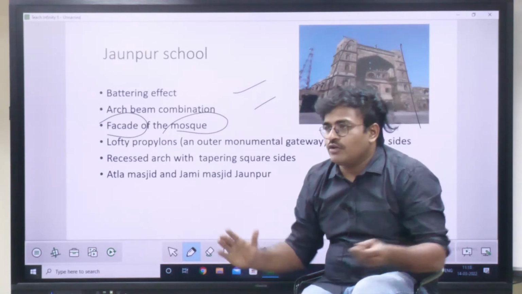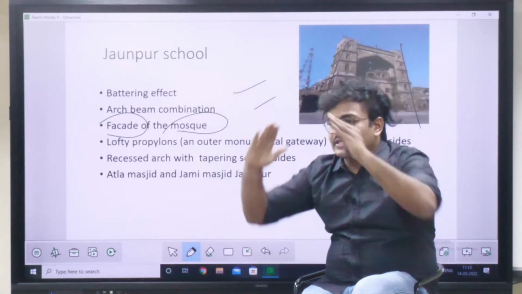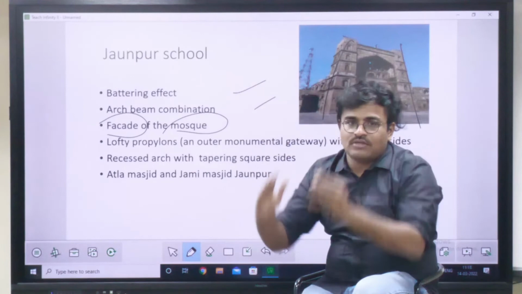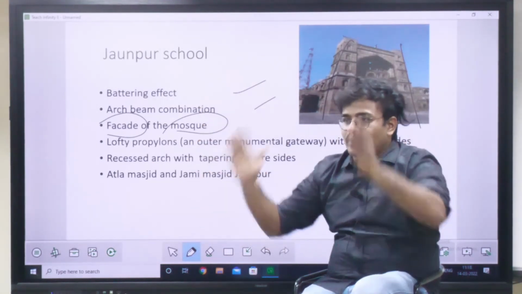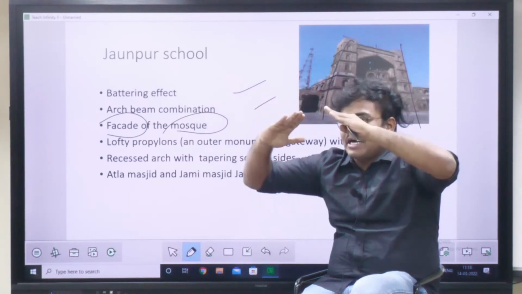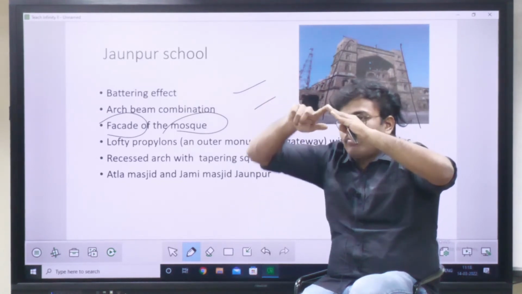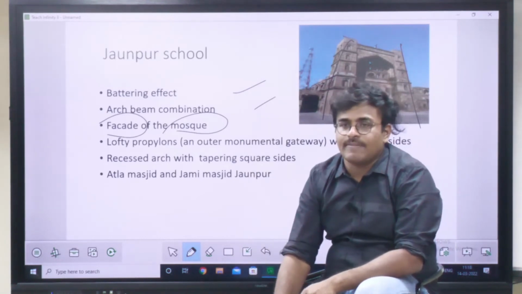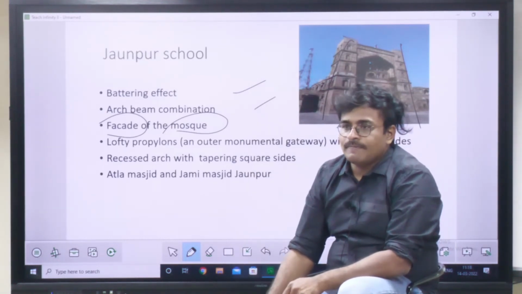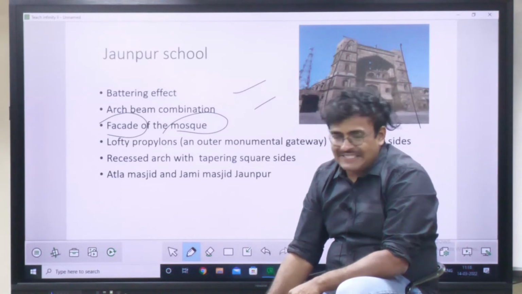And this facade usually had a recessing arch, which is a tapering arch kind of structure they started doing. It means that usually an arch has the sides very slant and straight, but here the arch will look like this way. On top of it again there will be an arch kind of structure. So that is what is known as a recessed arch or tapering arch. Is this clear? So all of these things are important for us.